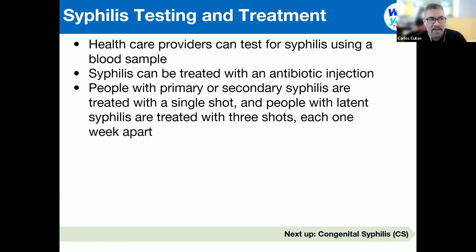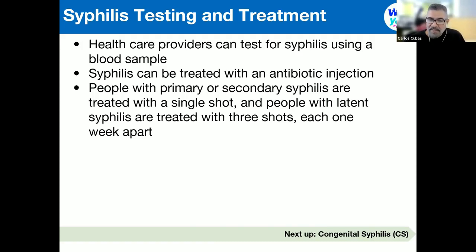Syphilis can be treated with an antibiotic injection. And as I mentioned, depending on the stage of where syphilis is, people with primary or secondary syphilis are treated with a single shot of penicillin. And people with latent syphilis or late latent syphilis or unknown time, which is more than a year or more, syphilis is treated with 3 shots, each 1 week apart.